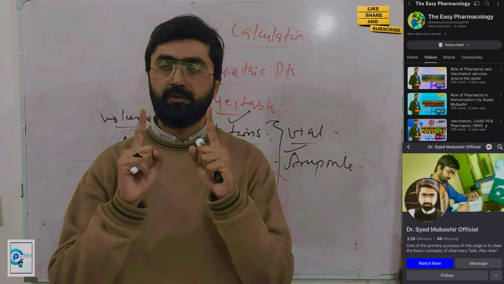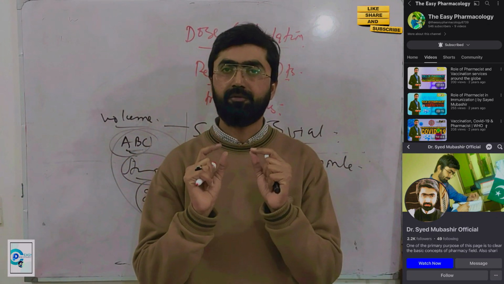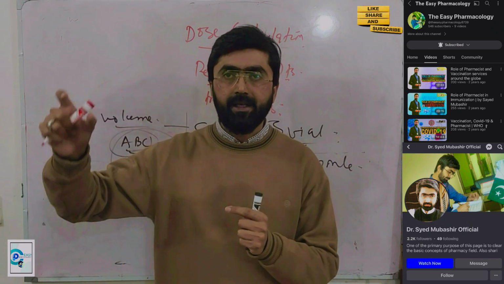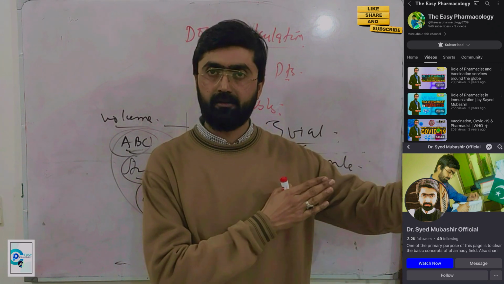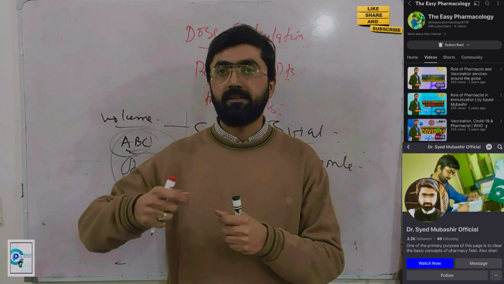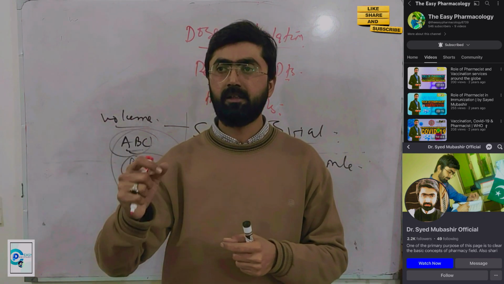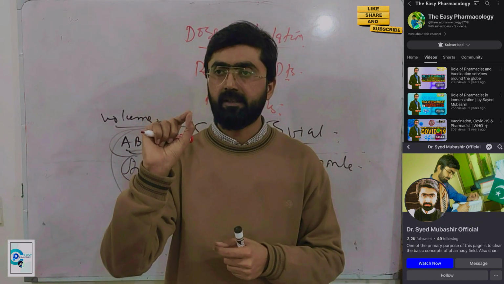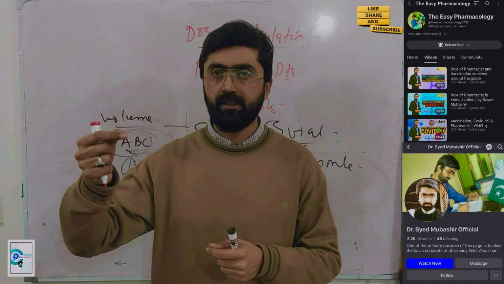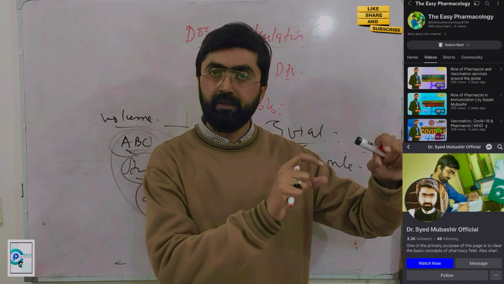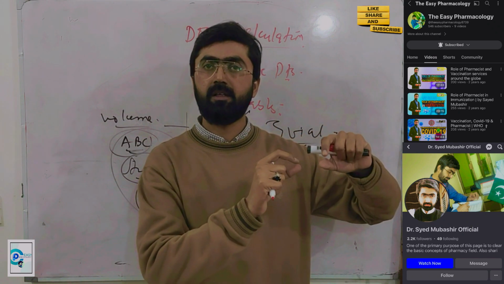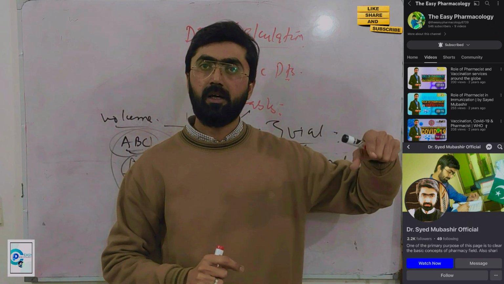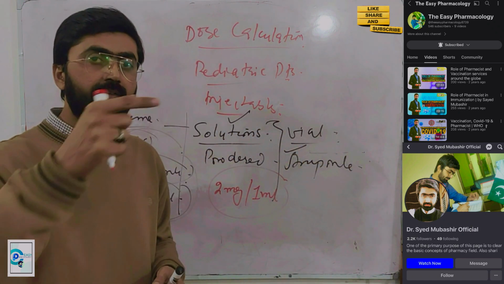There are two things you should know, and the difference between them. One thing is the total volume contained in that container. This is something else. The other thing is the strength. What does strength mean? It means a specific quantity of the drug, or the active ingredient, contained in a specific quantity of the vehicle. That is known as strength.